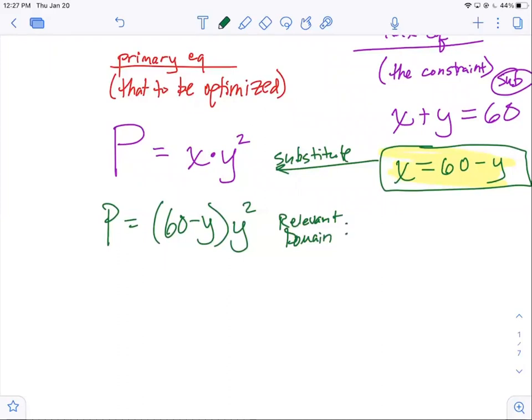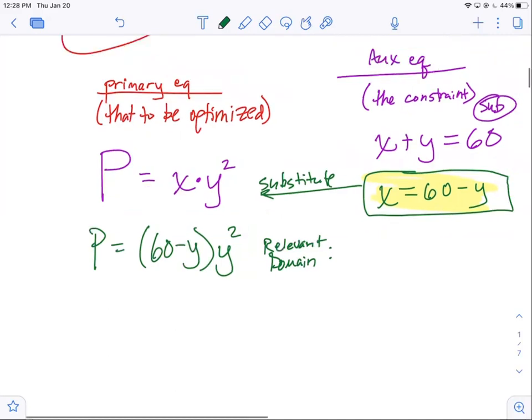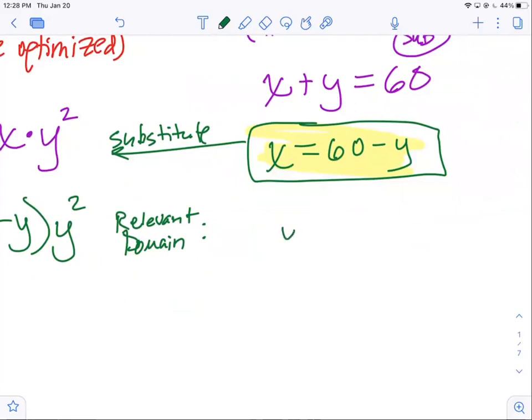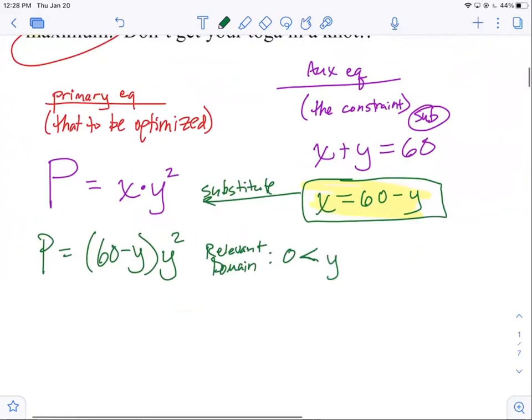So let's think about it. What types of values can y take on? Well, what did it say? It said define two positive numbers. So they have to be positive numbers, right? So y, could it be negative? No. Could it even be 0? No, it has to be greater than 0. And then is there an upper bound on it? Could it be 1,000? Could it be 61? If it were 61, then the other number would have to be -1, and now it's not positive. So could it be 60? No. If it were 60, the other one would have to be 0.